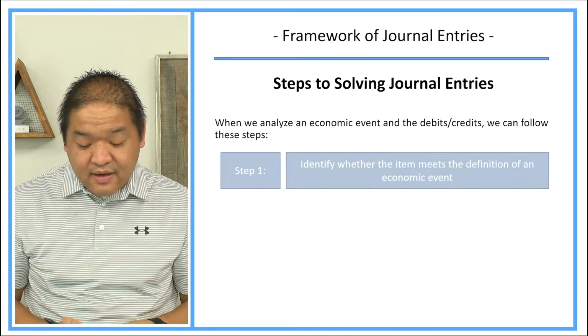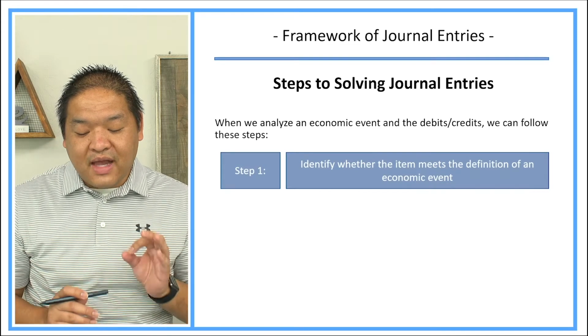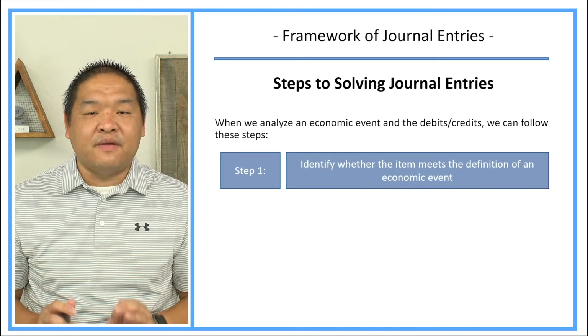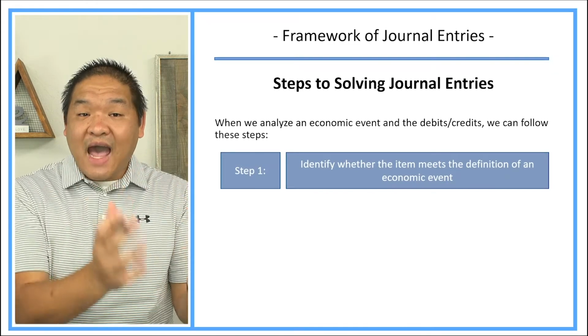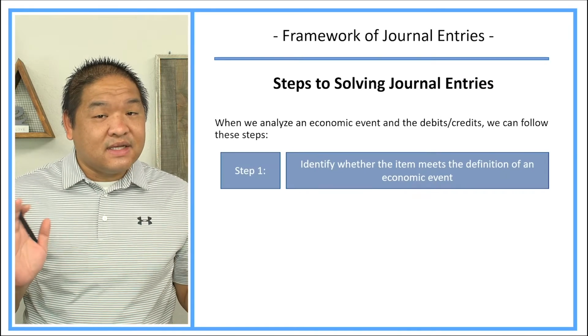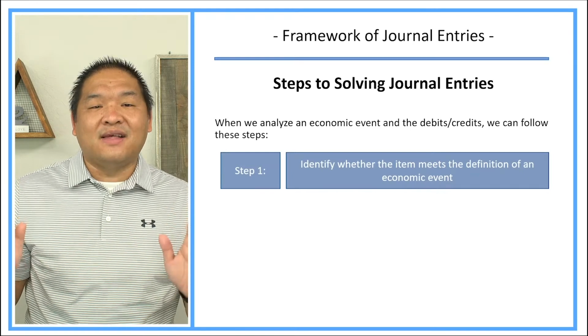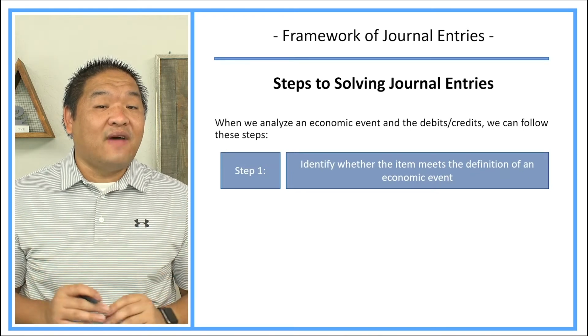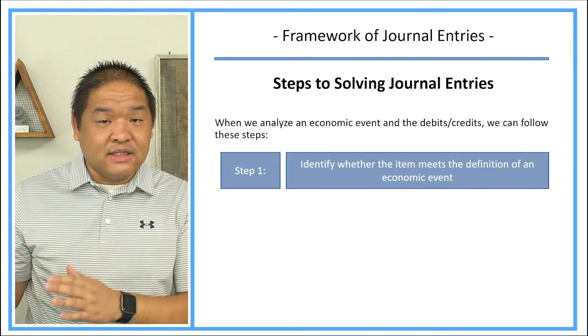So step number 1 here is you want to identify whether the item meets the definition of an economic event. There are transactions that happen with a business that for whatever reason, GAAP says it's not a valid economic event. And if it's not a valid economic event, we don't put it into the books.